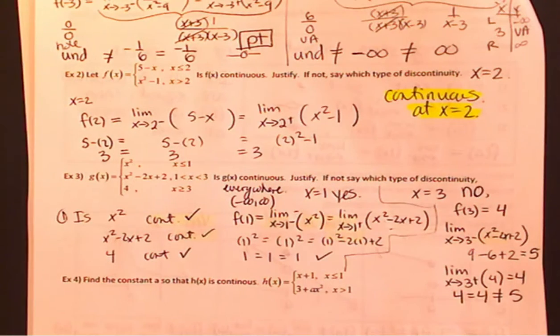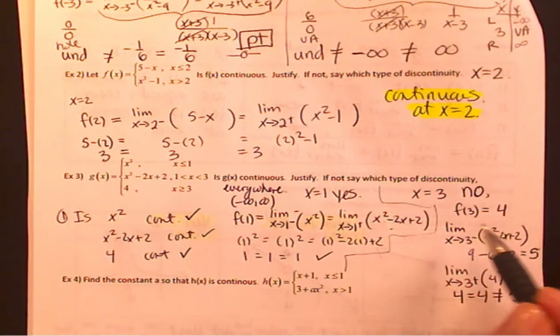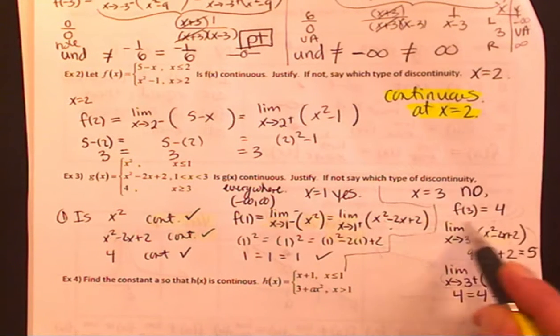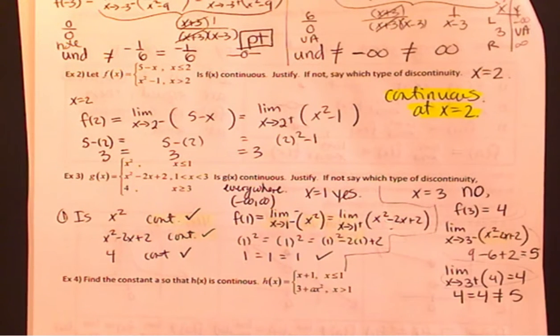Okay, why? Point, jump, infinite. Which one is it? Point, jump, or infinite? Okay, who has an answer? Raise your hand. You have to tell me why. Look at which ones are not equal. I have a point, I have a limit, I have a limit. Which ones aren't the same?